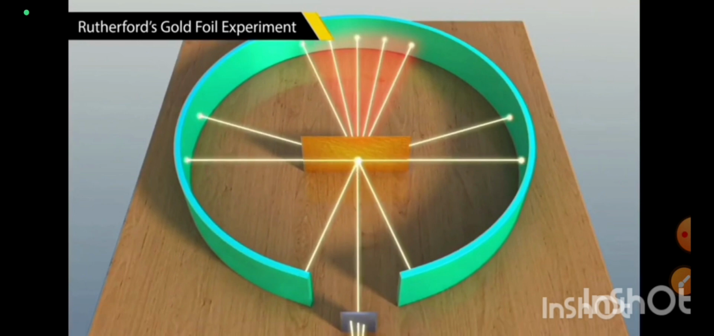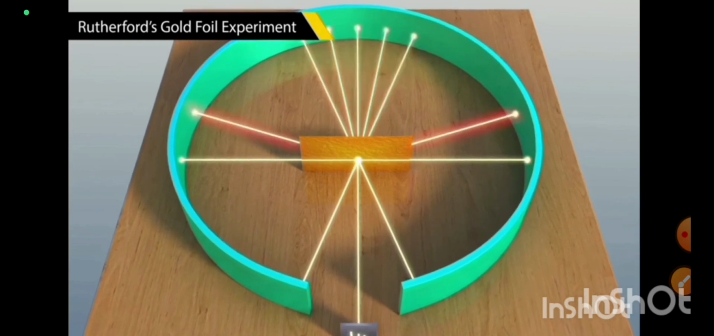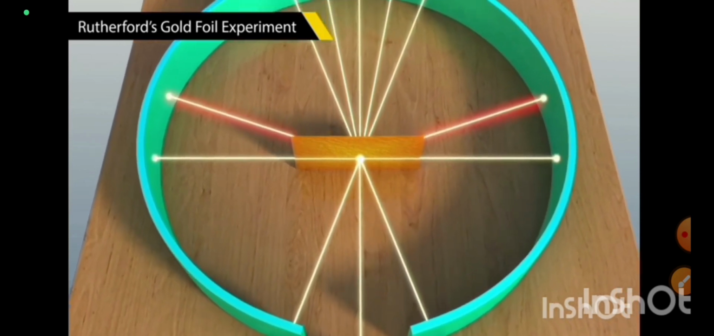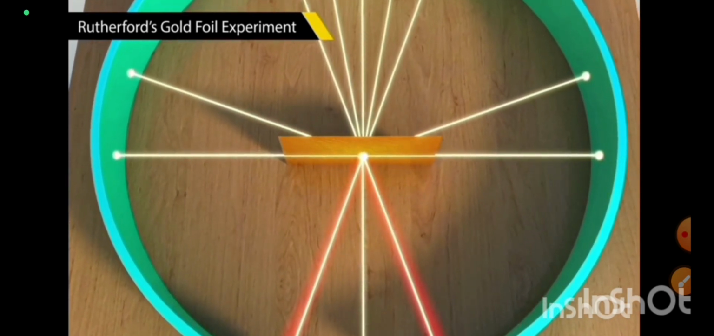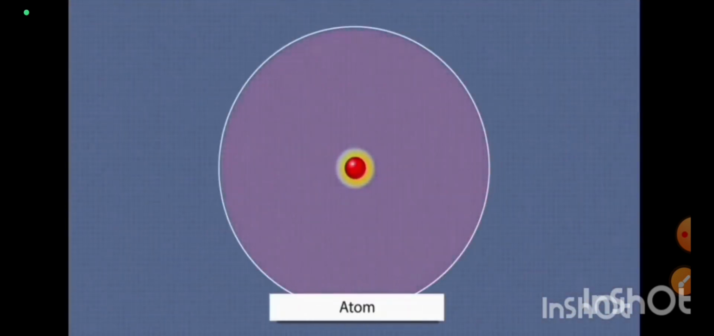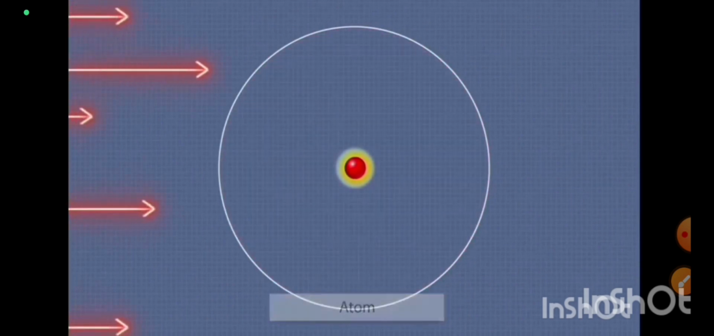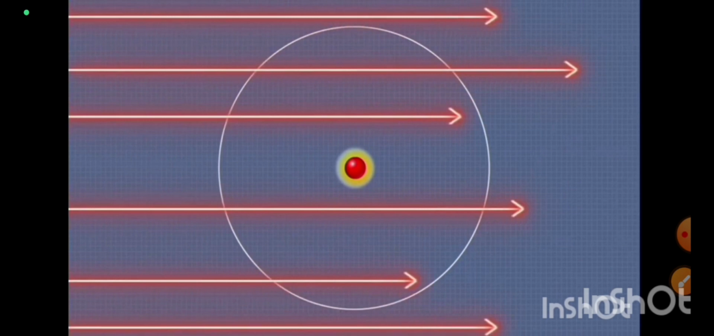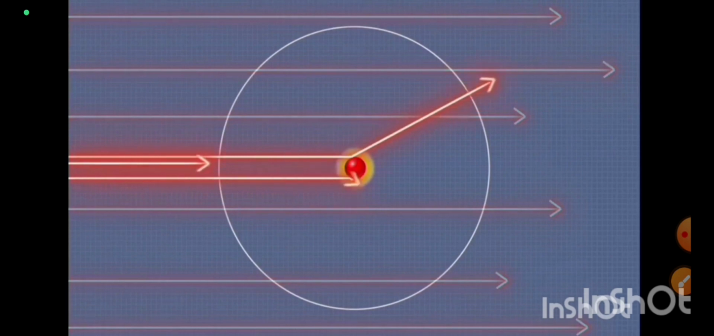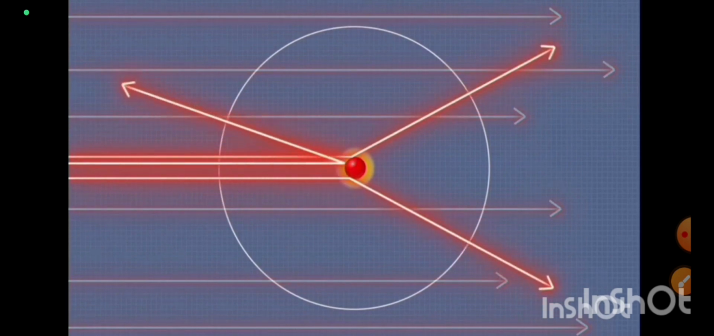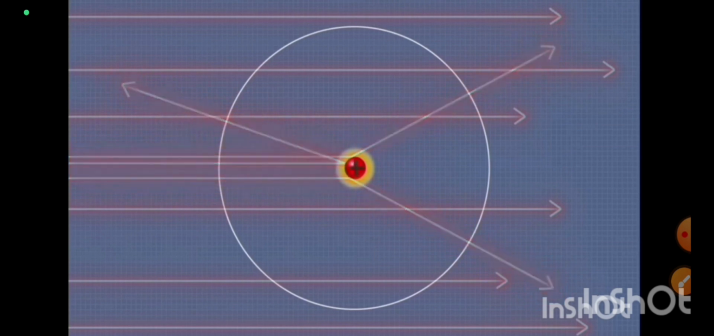Out of these scattered alpha rays, most passed through without any deflection, some got deflected at different angles, and few alpha rays got bounced back. Like you can see here in this atom, most of the alpha rays are passing straight through the atom, and few are getting deflected or deviated at certain angles. They were passing close to the nucleus, and a fraction of the alpha particles bounced back when they struck the nucleus.